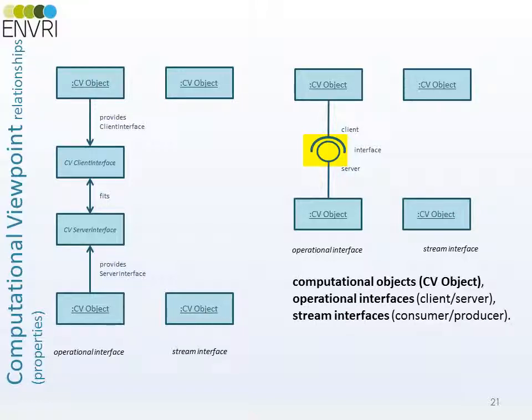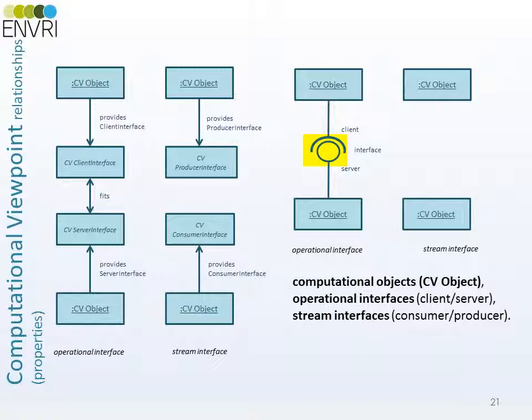For stream interfaces, a computational object with a producer interface can set up a continuous data stream with another computational object with a compatible consumer interface, which corresponds to the producer and is connected by a stream binding. In reference model diagrams, producer and consumer stream interfaces are linked using a double arrow notation. The arrowhead points away from the producer towards the consumer.